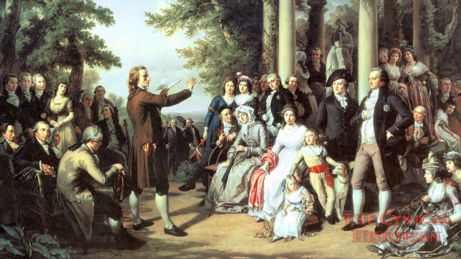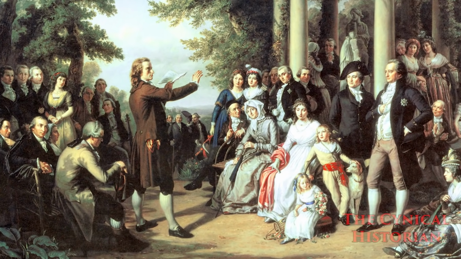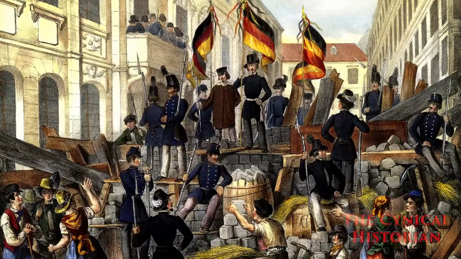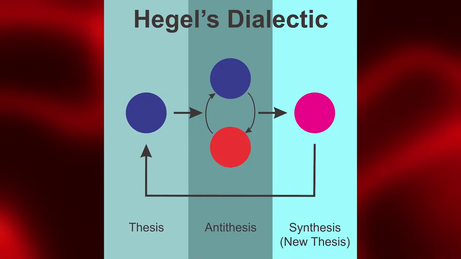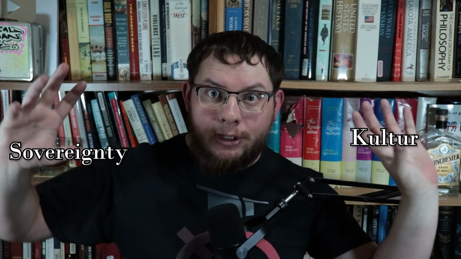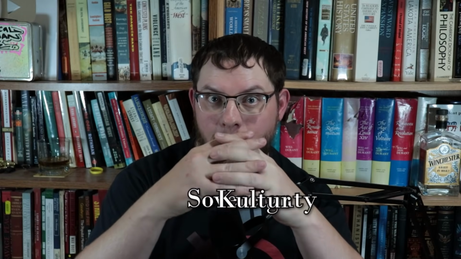What we call nations today did not exist in 1800. They were fabricated into being by philosophers and historians, molded by culture and ethnicity, and eventually formed into states. It was a kind of Hegelian dialectic, as in first there was sovereignty, and then Kultur, and slam them together and you get nationalism.